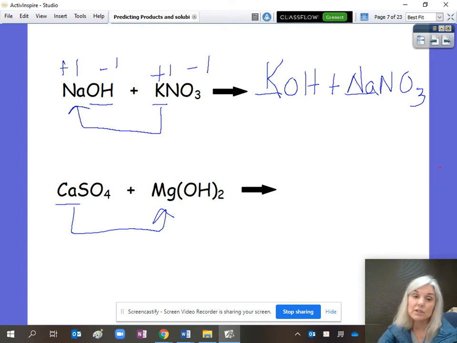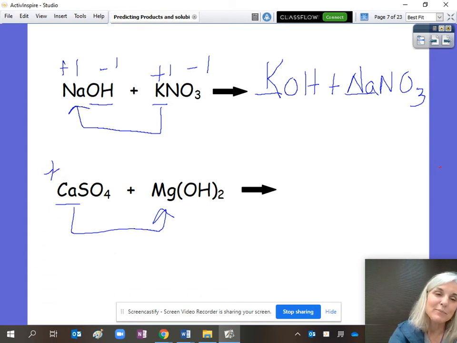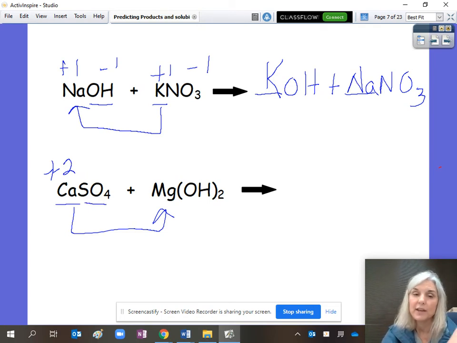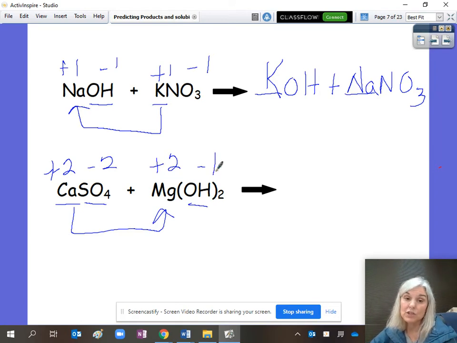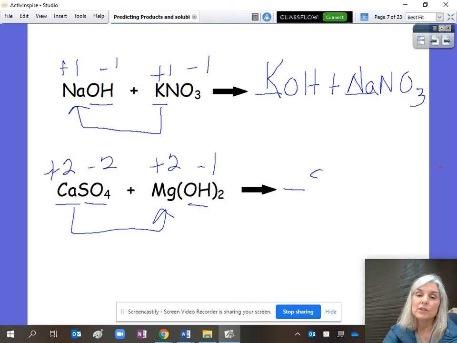But let's get our charges. So calcium is positive 2 because it's in group 2. Now, if you look on your polyatomic sheet, SO4 sulfate is negative 2, and that's why it's CaSO4. Magnesium is in group 2, and it's positive 2. OH, on the other hand, is negative 1. So you need two OHs to equal out the positive 2. So now, draw your line and put your SO4. Plus, draw your line and put your OH.